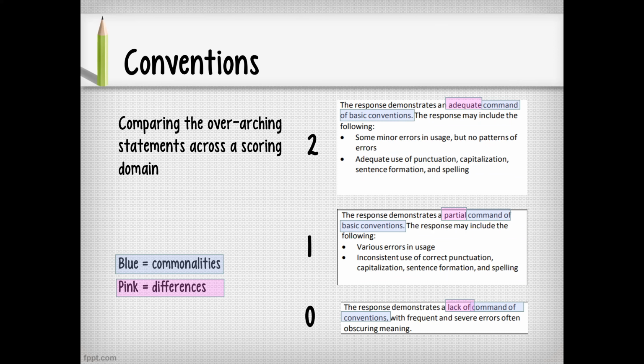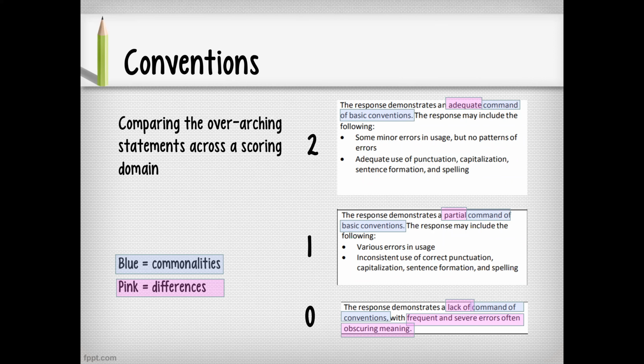I'm going to highlight something else in that 0, and that's that the errors often obscure the meaning. Let's talk a little bit more about conventions because it is the only domain that is 2 points, not 4 points. And it's also the only domain that you can give a 0 in. Conventions really drive the understanding for the reader. What you need to focus on here is the patterns of errors. Like I said earlier, it is a timed draft, so it doesn't have to be perfect.